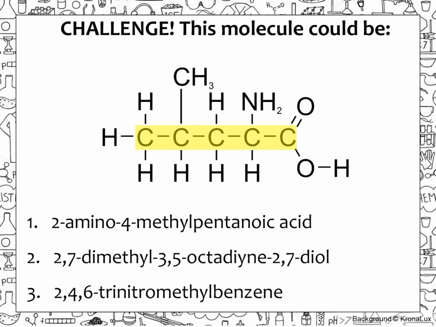Now a hint is how many carbons do we have on the backbone? We have 1, 2, 3, 4, 5. And if we look at our 3 possible names, we can see that we have pent in this first one. So the answer is number 1. It is 2-amino-4-methyl-pentanoic acid. The others, we have 1 carbon here, but we have 8. So that's 8 carbons. Can't be that one. And the last one, benzene's a bit complicated. If you fancy a real challenge, go away and have a Google of those molecules.